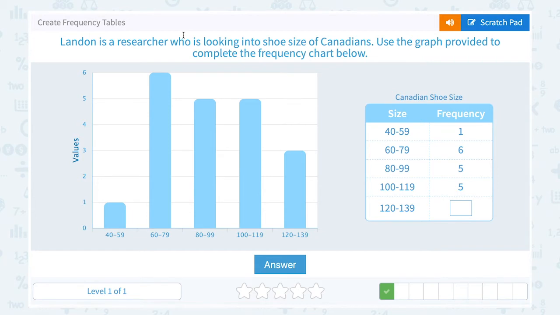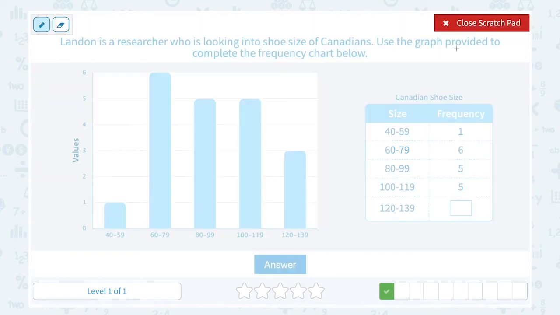Landon is a researcher who is looking into shoe size of Canadians. Use the graph provided to complete the frequency chart below. Okay, and just like the last time, we can see that the range of those answers, between 40 and 59, 60 and 79, and so on, is on the X-axis and the X column of our table, and the frequency, or how many people gave that answer, is in the Y column and the Y-axis. And this time on the Y-axis, notice they're going by ones, right? 0, 1, 2, 3, 4, 5, 6.